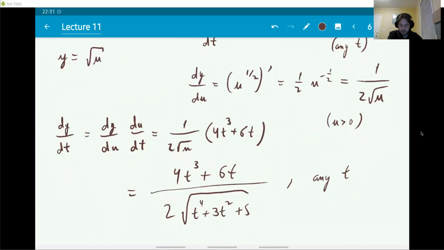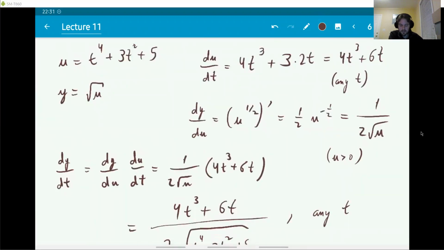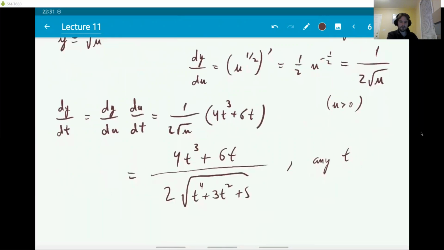Usually you don't have to do this, but if you're looking for the domain, you have to translate this new variable that you introduced, the u variable, in terms of the original variable t. The places where u is positive in terms of t is every place. Every t makes u positive. So this does not impose any conditions for you. That's the derivative.